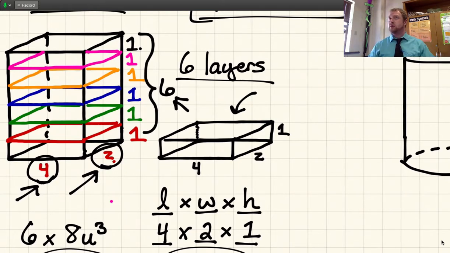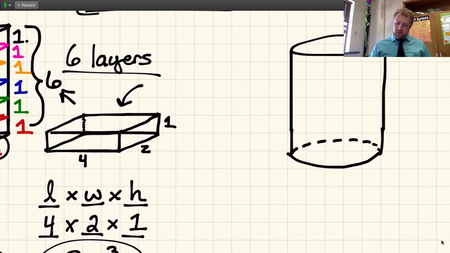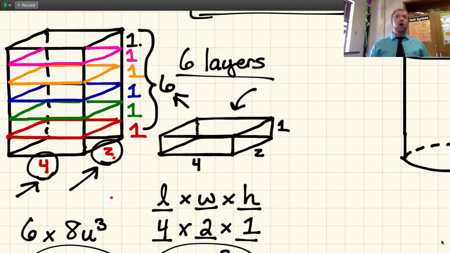What if it doesn't tell you that 6? It will. You don't have to find the 6 layers. I'm just kind of teaching you the idea here. Okay, so here's what we did.